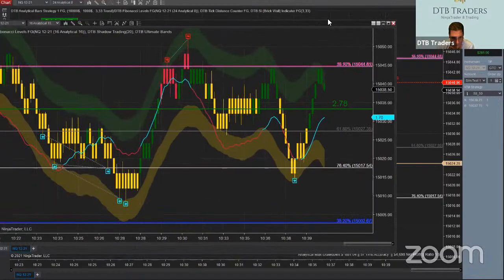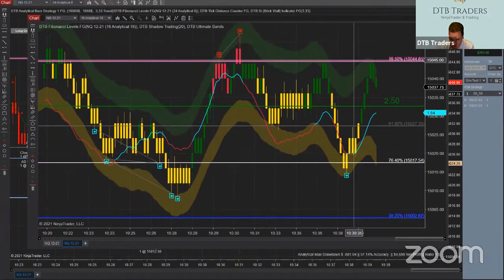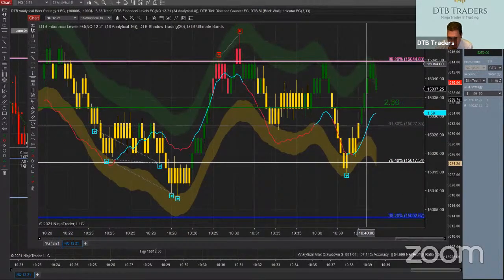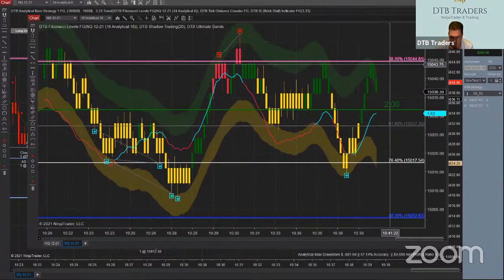And look how that shows on the 1616 chart. It just shows that bar breaking, forming a new bar at that level.